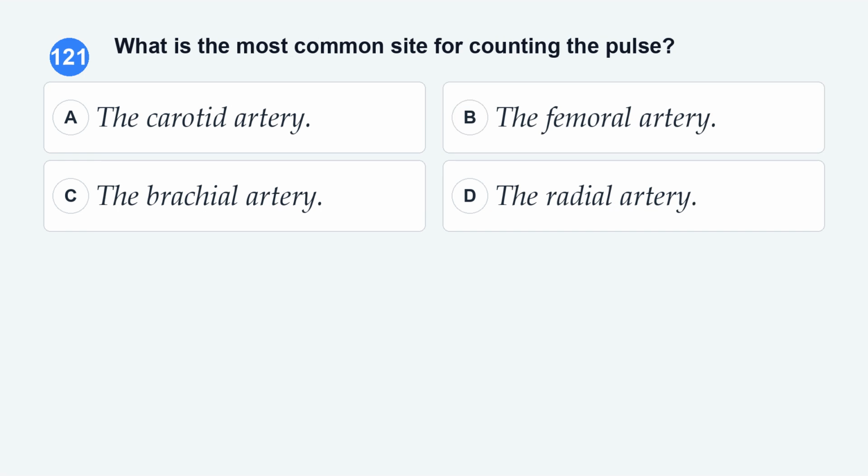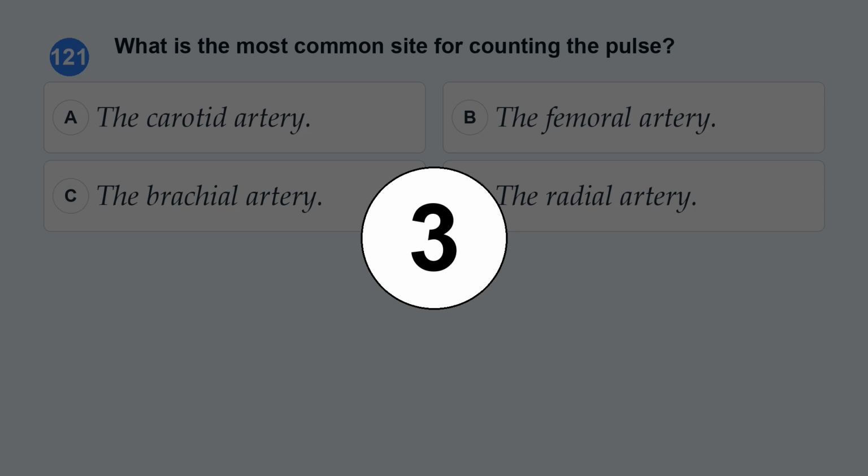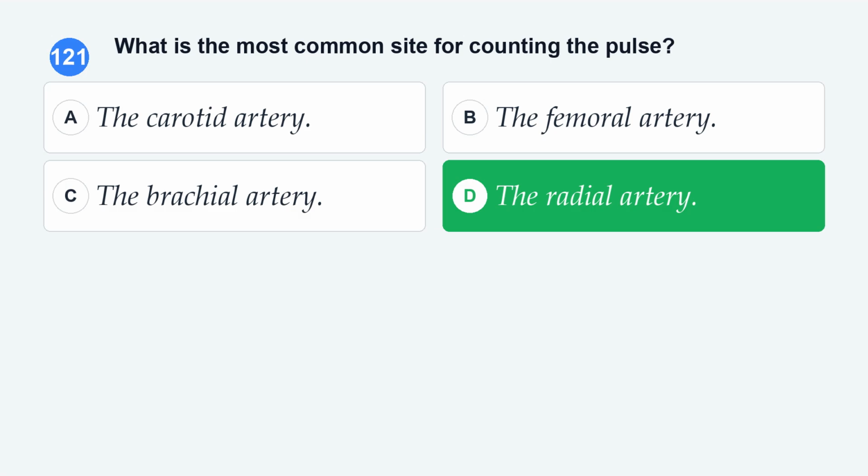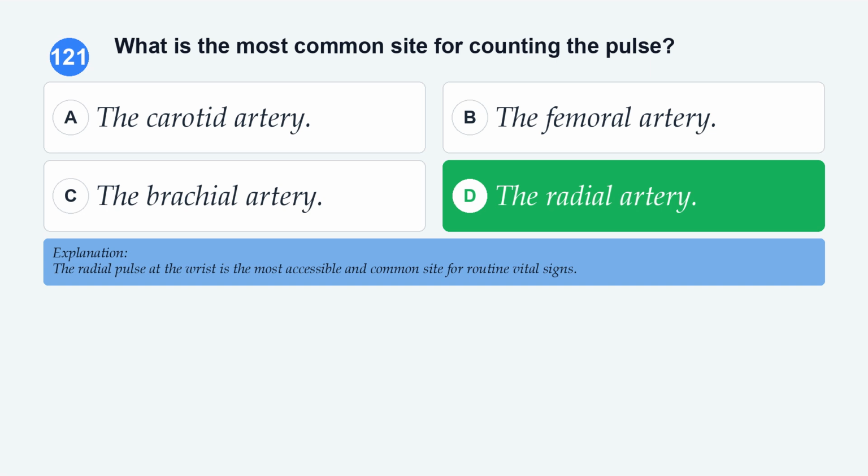Question 121. What is the most common site for counting the pulse? Option A, the carotid artery. Option B, the femoral artery. Option C, the brachial artery. Option D, the radial artery. The correct answer is option D, the radial artery. Explanation. The radial pulse at the wrist is the most accessible and common site for routine vital signs.